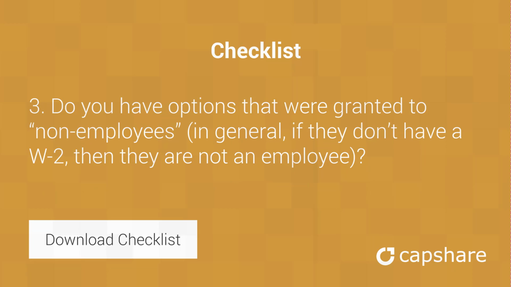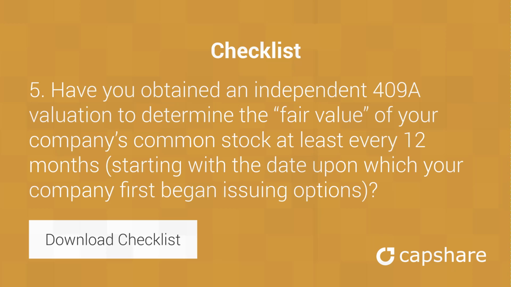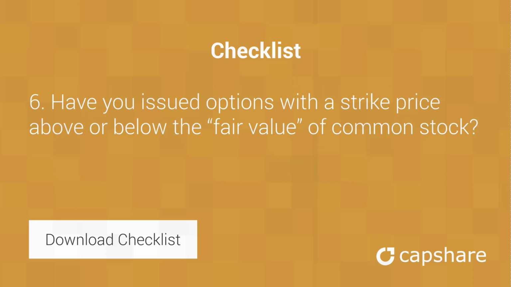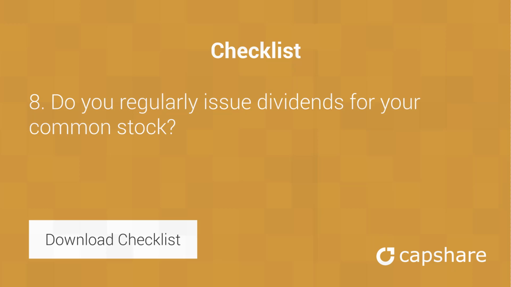Number three, do you have options that were granted to non-employees, like contractors? Number four, do you have any options with milestone provisions? This will be really important. Number five, have you obtained an independent 409A valuation to determine the fair value of your company's common stock at least every 12 months, starting with the date that you first started issuing options? Number six, have you issued options with a strike price above or below the fair value of common stock? Seven, do you have any previous stock option expense reports, or is this the first time that you're doing it? And eight, do you regularly issue dividends for your common stock?